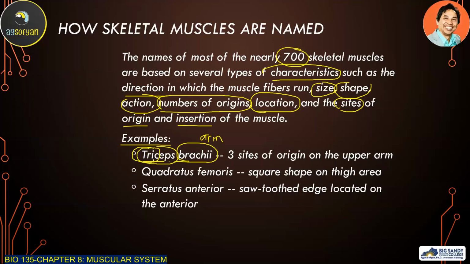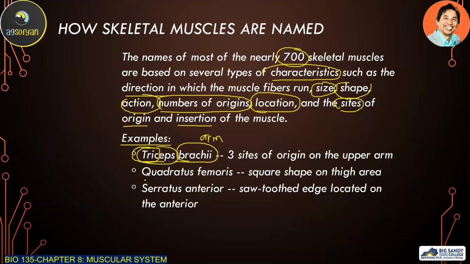So this muscle actually has three tendons for the origins, and only one tendon as its insertion. So three origins that this muscle has. So this muscle has the name triceps brachii, which is the upper arm muscle that has three origins.